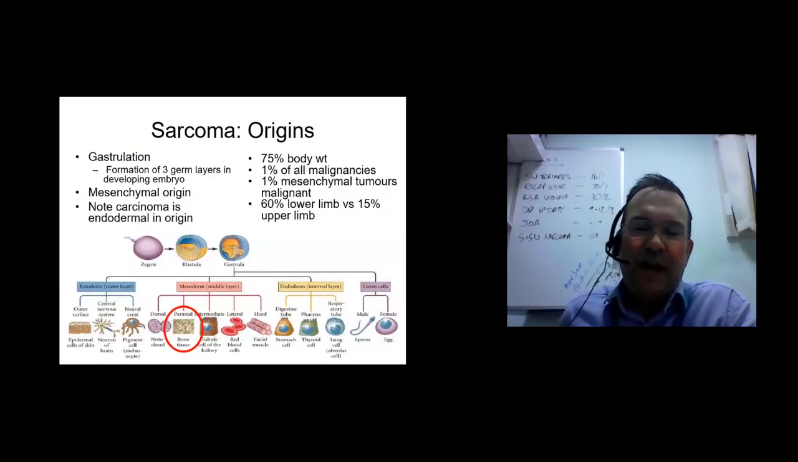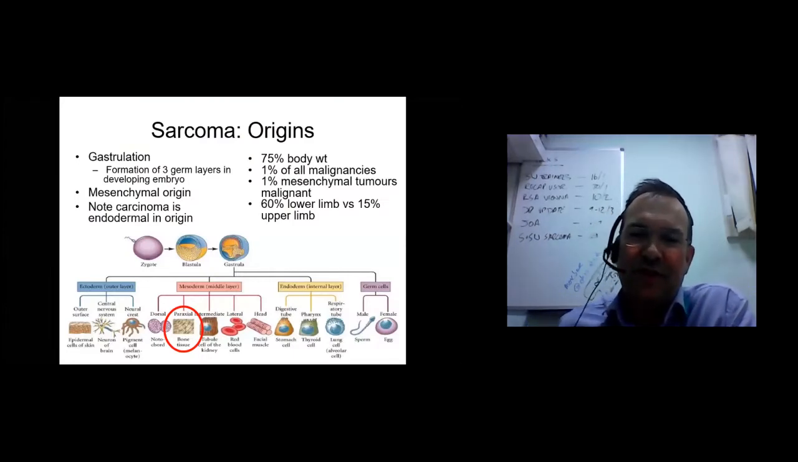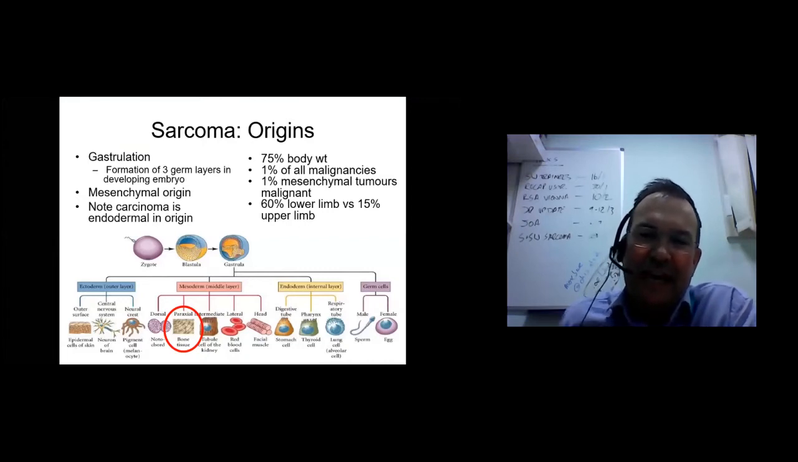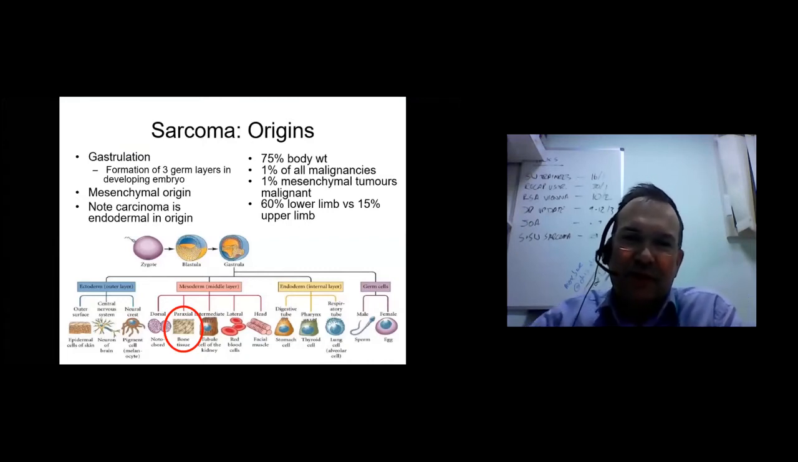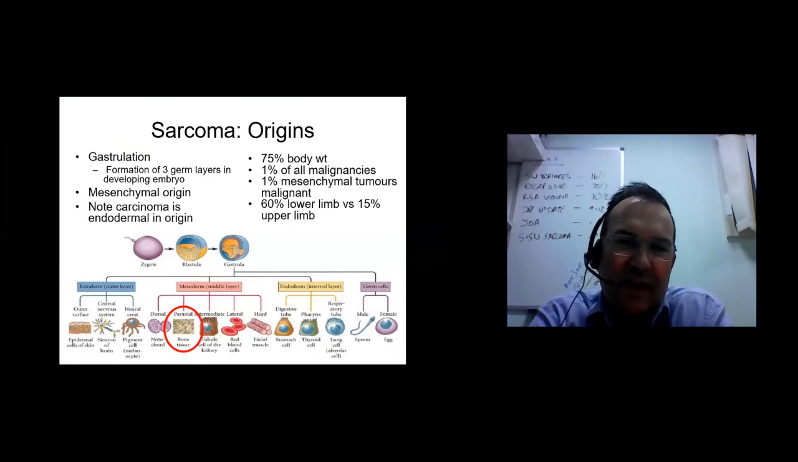So just to remind you, the origin of sarcoma, we won't spend too long on these embryology slides, but they are important. Sarcoma arises from the mesenchyme. Carcinoma comes from the endoderm, so that's the lining of the inside of the body, for example, the gut, the lung, etc.